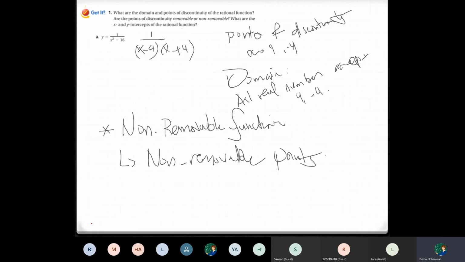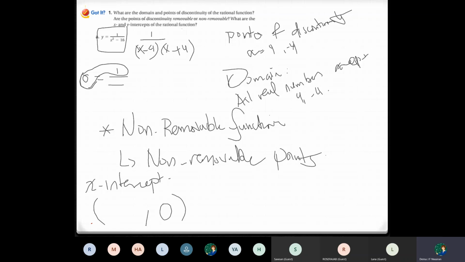The last thing, what are the x-intercepts? There is no x-intercept. There is no x-intercept, thank you. X-intercept means that y is 0. Go back here. 0 equals 1 over something. Can 0 be 1? No. There's no variable that can make the 1 to be 0. So I would say that there's no x-intercept. Can you repeat this point?